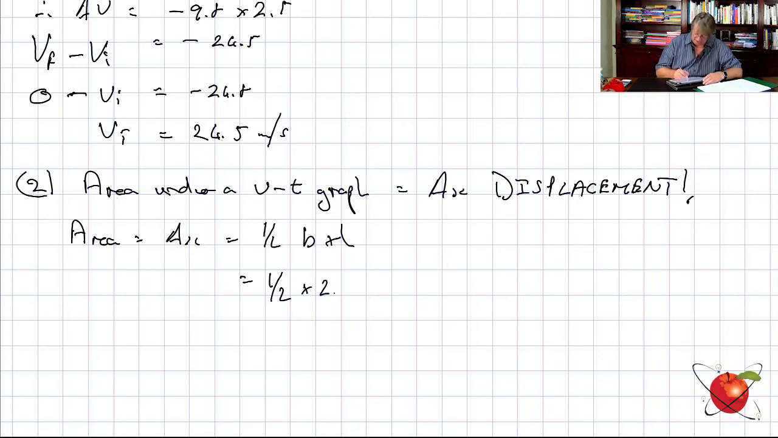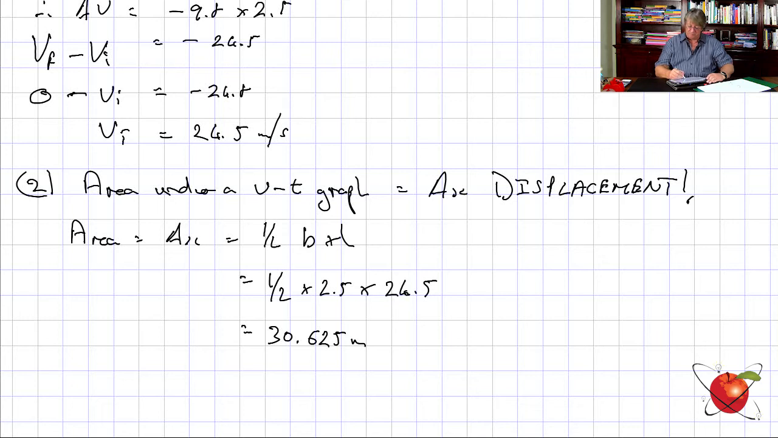Which is a half times 2.5 times the height, in this case 24.5. Therefore, the displacement comes out to be 30.625 meters, and we have to answer it vertically upwards. All right. So we're saying to ourselves, just from the fact they told us it was launched vertically up, and they've given us a VT graph, we're able to answer the questions about it.